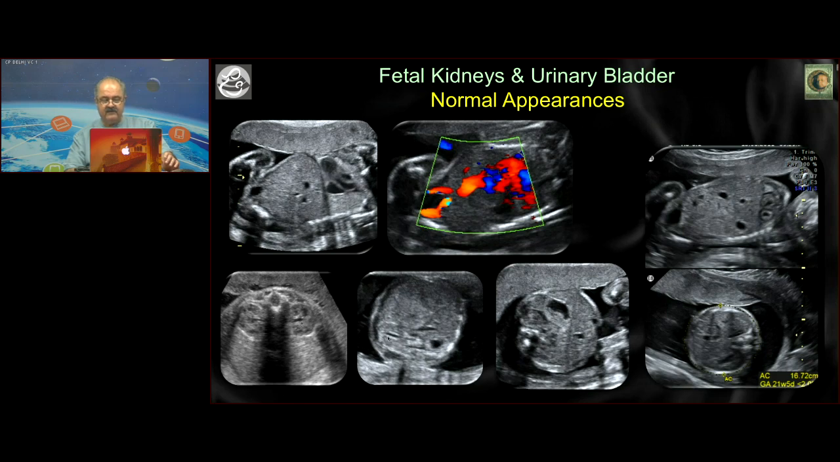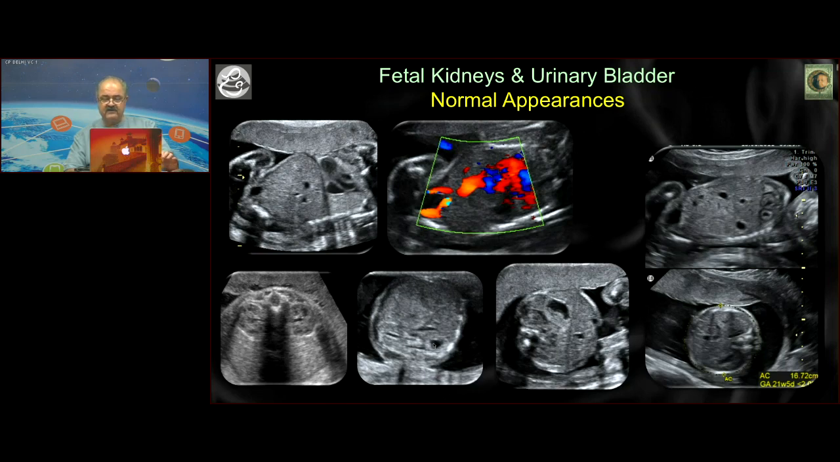The renal pelvis can be slit-like, as you see here, or it might be a little more full, and this can be quite normal. Also remember that if the fetus is well hydrated, because the mother is well hydrated, the renal pelvis might appear more full. If the urinary bladder is full, the renal pelvis might appear more full.